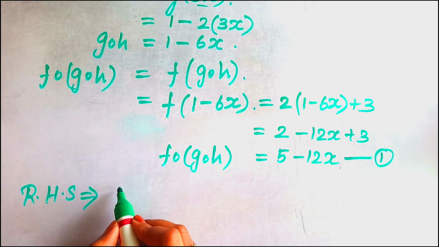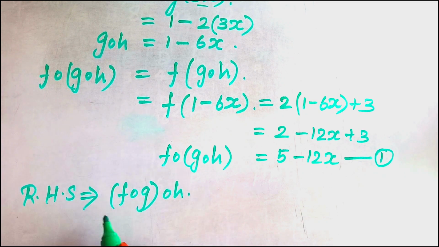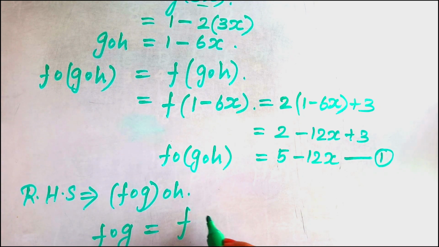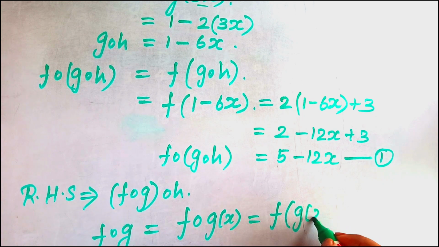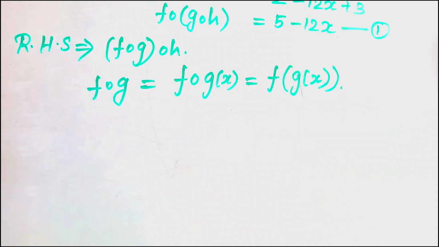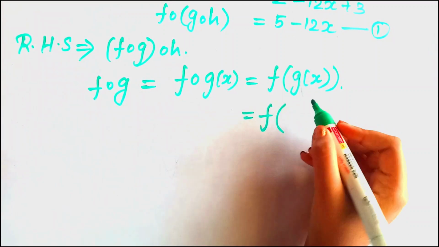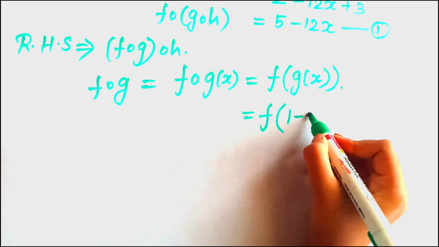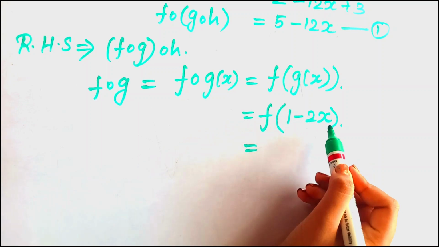Our RHS is (f∘g)∘h, right? Now first let's find the bracket value, which is f∘g. So by definition we can write this as f∘g of x, and then again by definition we can write it as f of g of x. Okay. Now here we have to substitute the value of g of x. So by our question, our value of g of x is 1 minus 2x, right? Now here f of 1 minus 2x.